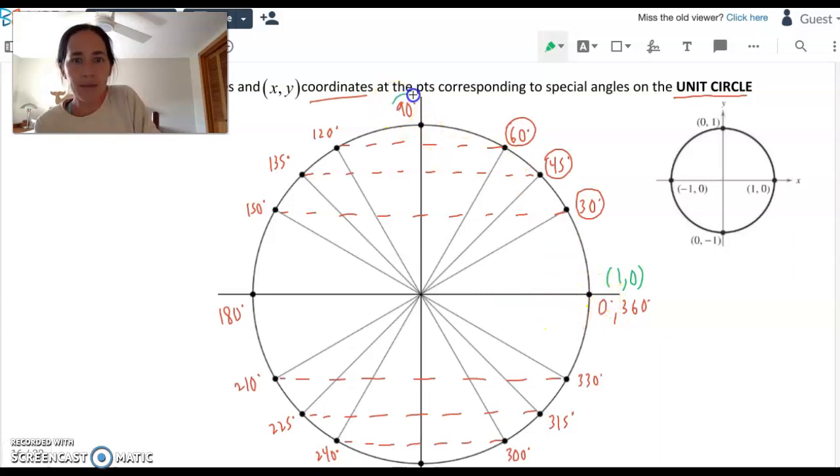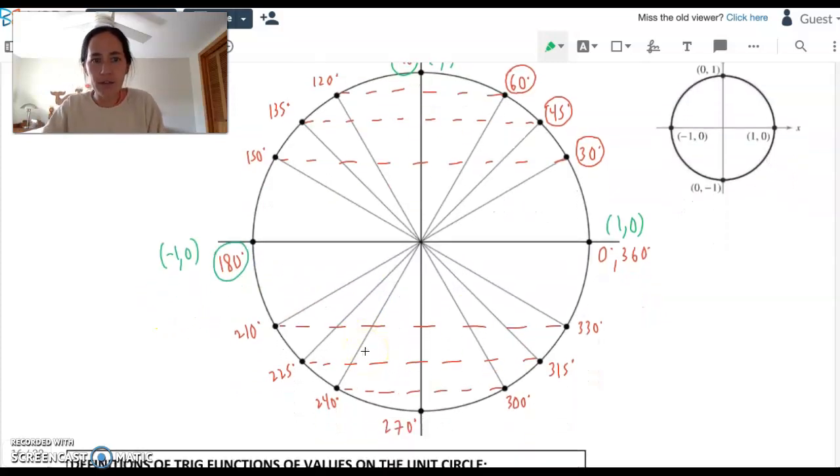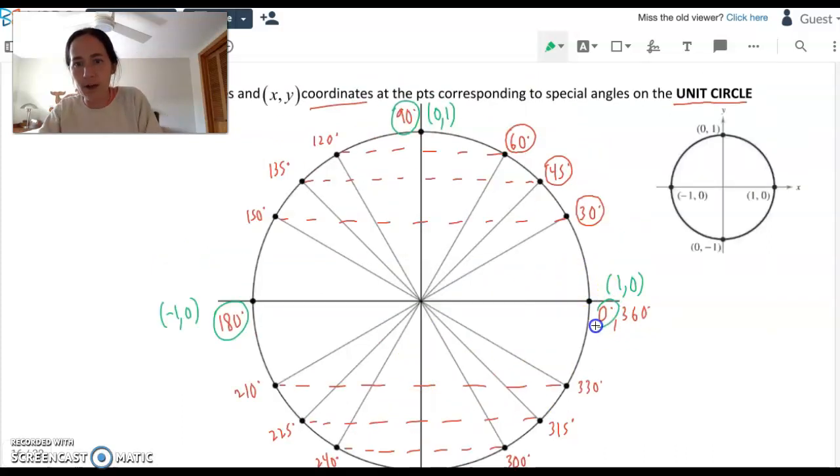Up at 90, let me circle it because it's quadrantal, 0 comma 1. Remember the sine and the cosine are there. At 180, you've got negative 1 comma 0. And 270, right? 0 comma negative 1. It's good to have those coordinates listed because then you've got access to exact values for the sine and the cosine right in front of your eyes.